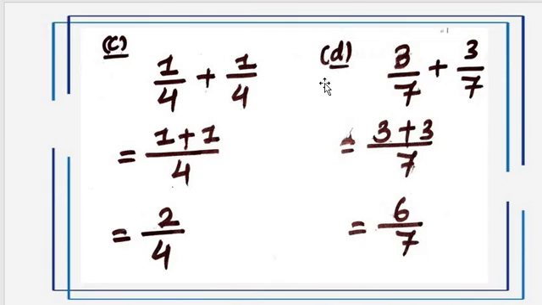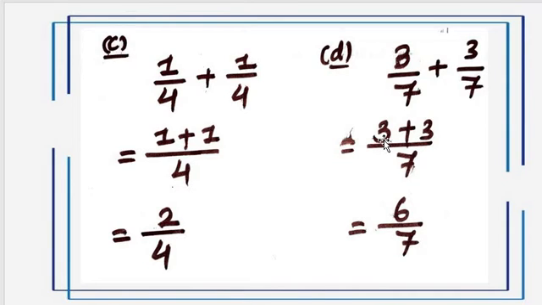So write the next step: is equal to 3 plus 3 upon 7. First of all, we write both numerators together. See here, we write both numerators together. Then 3 plus 3 upon 7 is equal to 6 upon 7. Understood all? So we will move on further.